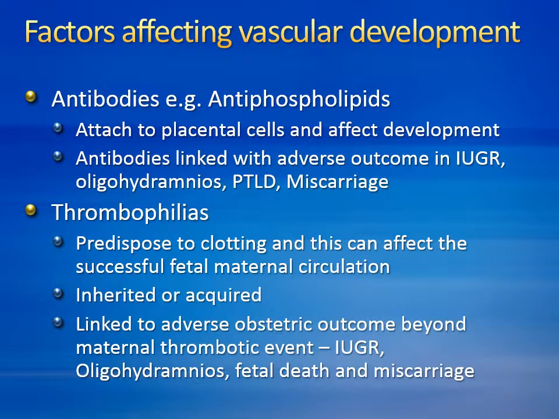Another group that's been highly studied includes thrombophilias, and these are conditions which predispose a person to clotting, and this can affect the successful fetal-maternal circulation development simply because blood clots that form in these tiny little blood vessels stop and limit their continued development and better interface. Thrombophilias may be inherited or acquired, and likewise are linked to adverse obstetric outcome beyond maternal thrombotic events, which are what we always assume the thrombophilias are linked with.